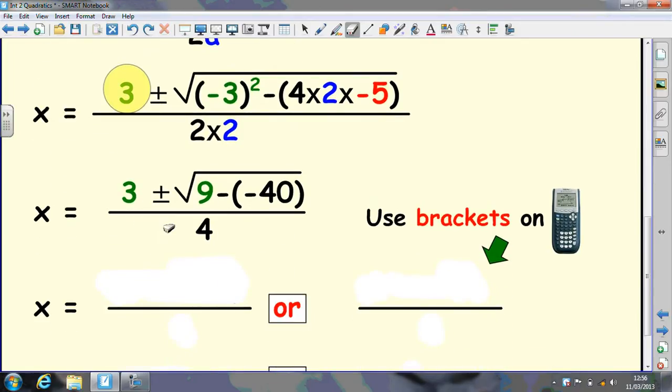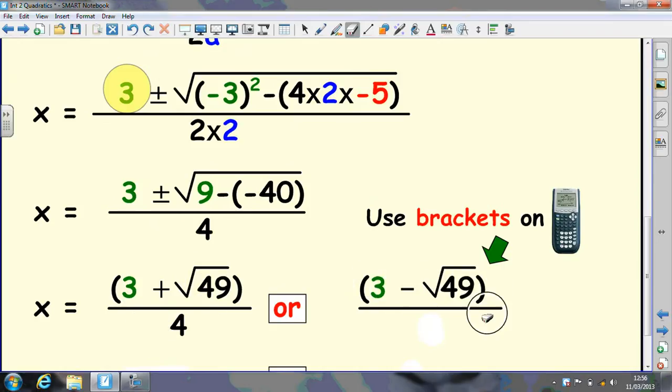So we split it into two parts, so we have to do 3 plus the square root of this, and then 3 take away the square root of this, all over 4. Now this is very important as well. 9 subtract negative 40 becomes 9 plus 40. So that actually ends up as 49. So 3 plus the square root of 49 over 4, or 3 subtract the square root of 49 over 4.